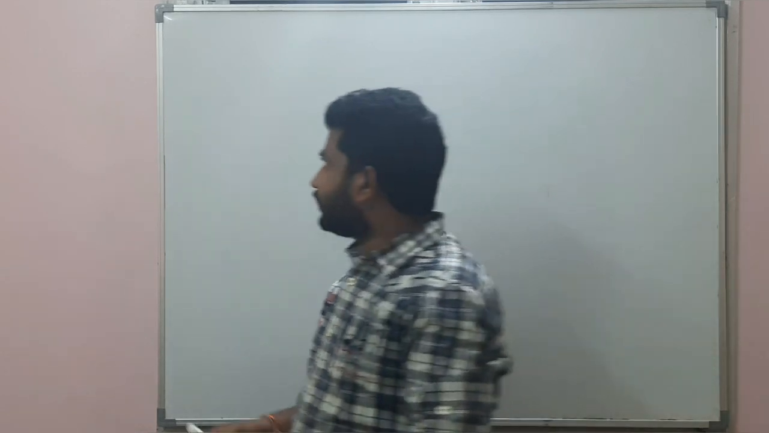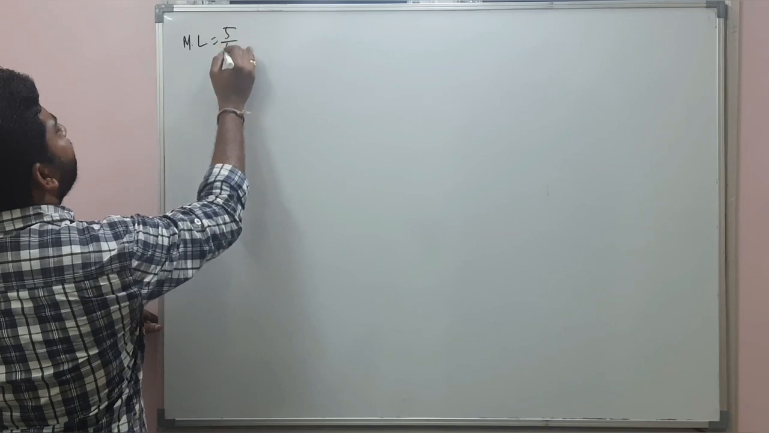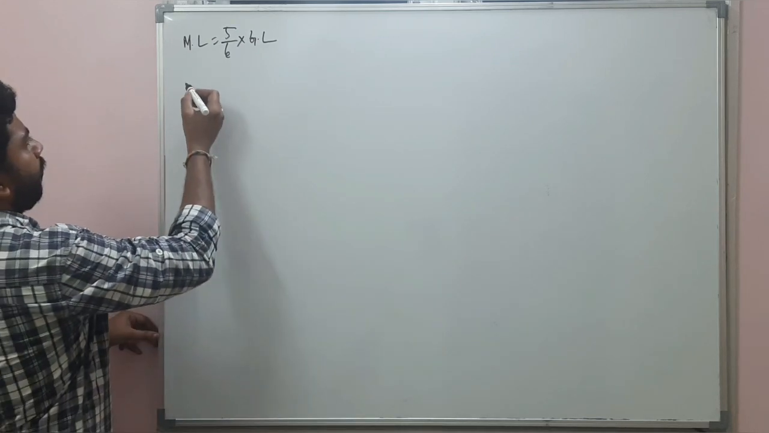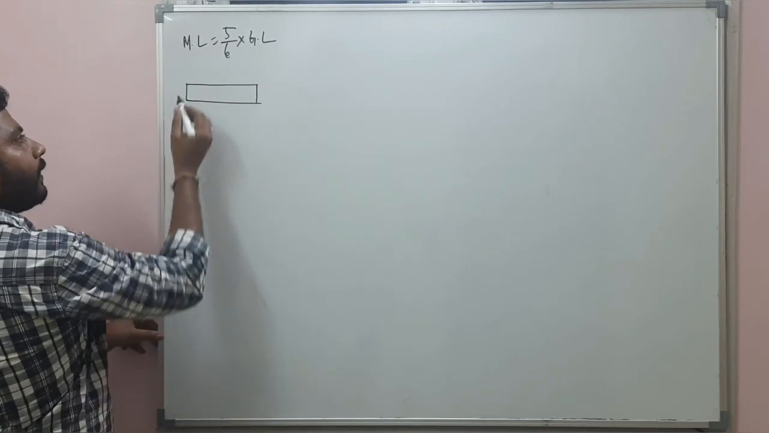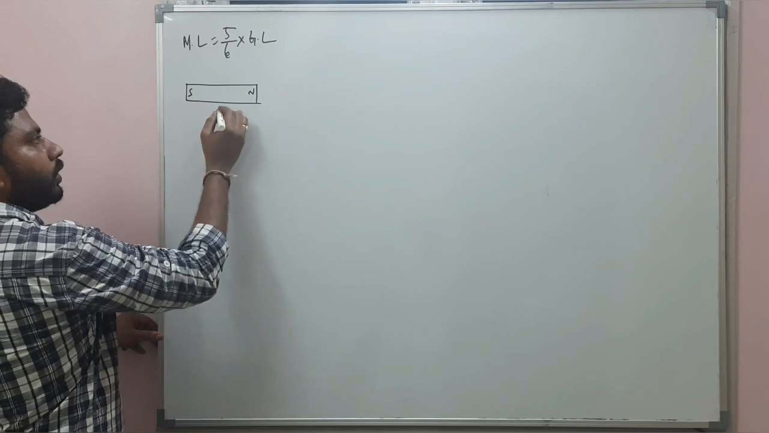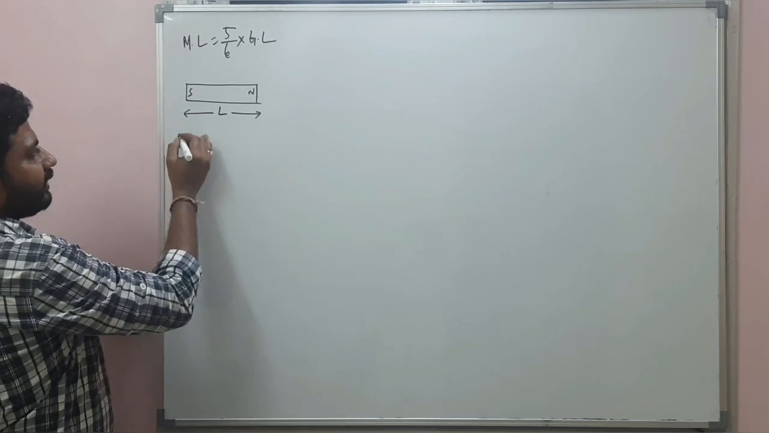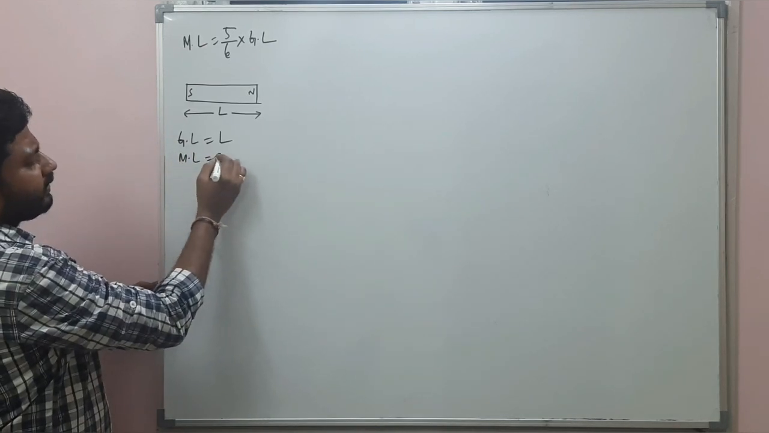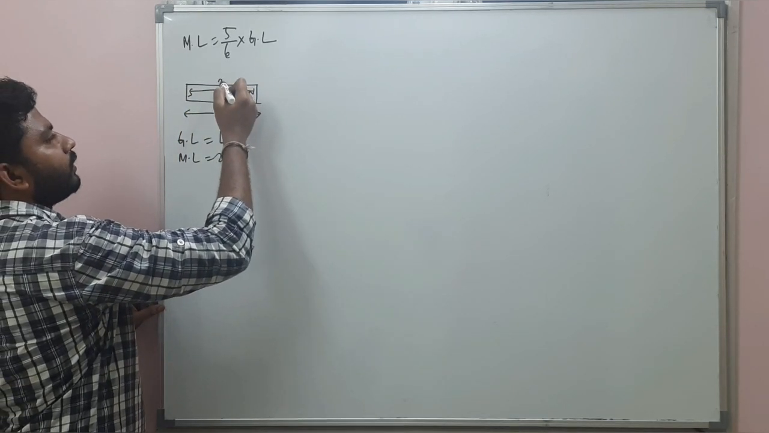What we have discussed about magnetic length and geometric length: the magnetic length is equal to 5 by 6 times the geometric length. Let me take two cases. The first case: there is a south pole and north pole, and the geometric length is given as capital L. So what is the magnetic length? Your magnetic length is 2L. Clear? If it is south and north pole, this will be 2L.